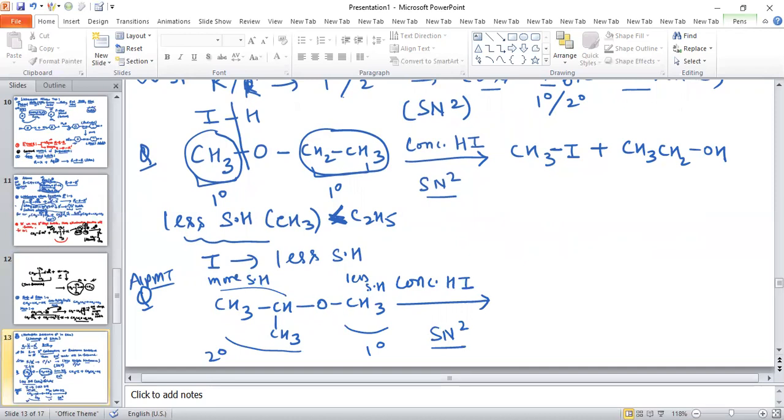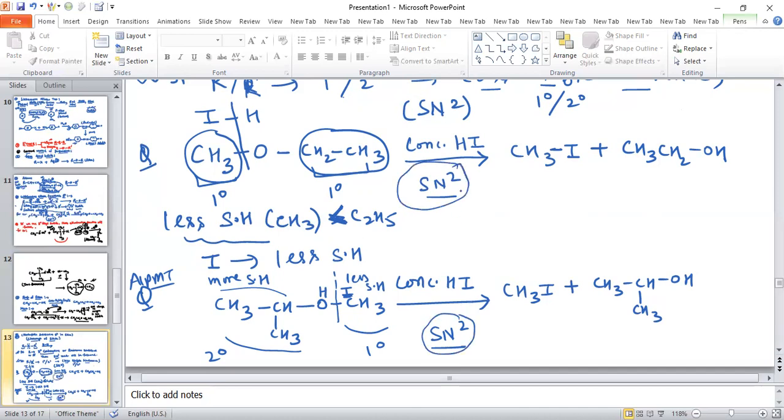So iodine will always come with the less sterically hindered part. So the bond breaks in this way, I will come with the less sterically hindered part, and H will come with the more sterically hindered part. So the product obtained is CH3I plus CH3, CH, CH3, and OH. This product is obtained after reaction with HI.